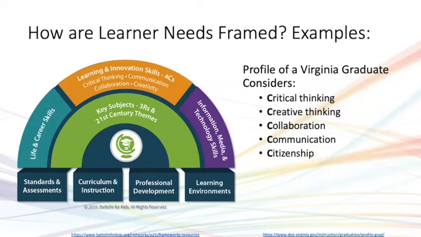So on the right, you see a profile of a Virginia graduate from the VDOE website. They consider the same things, those critical thinking, creative thinking, collaboration, communication, but also explicitly mention citizenship.